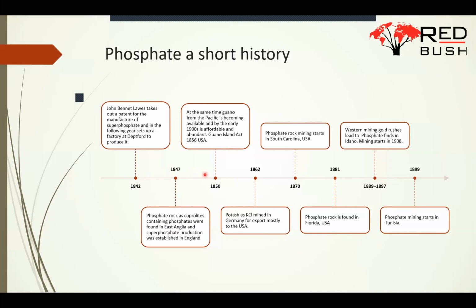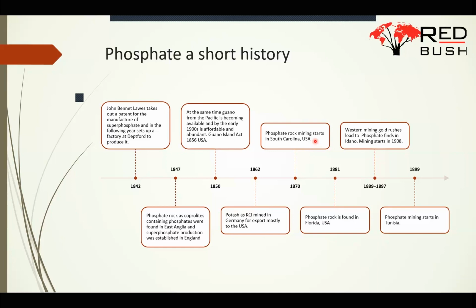And when Mark's talking about the critical minerals list, with the US they've had lists for years. 1856, they passed the Guano Island Act to make sure they could secure enough fertilizer for the agricultural production of the United States. Potash starts becoming mined in Germany. And then the first commercially successful phosphate mine actually opens up in South Carolina in the United States to produce phosphate rock for chemical fertilizers.